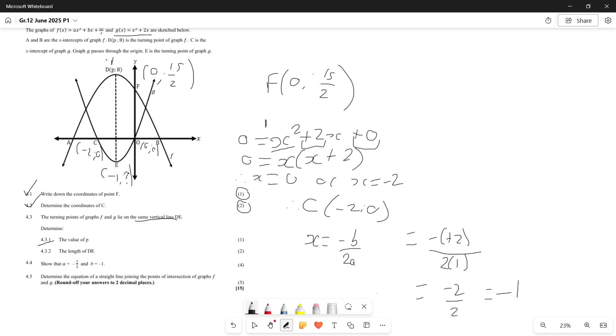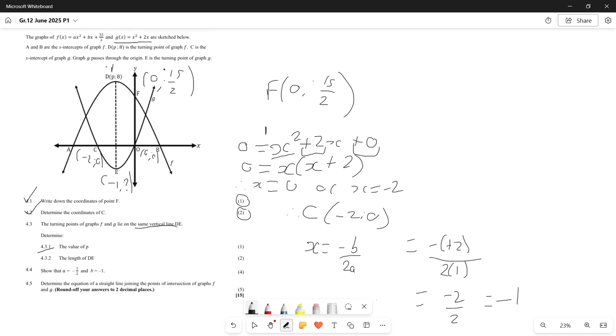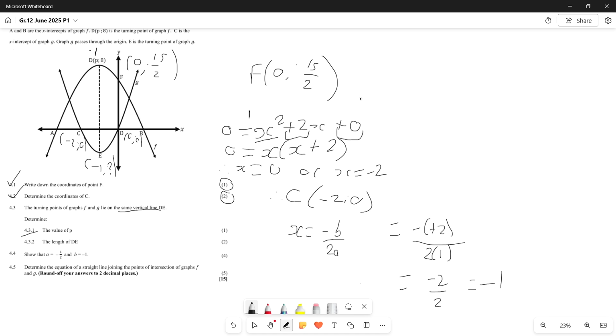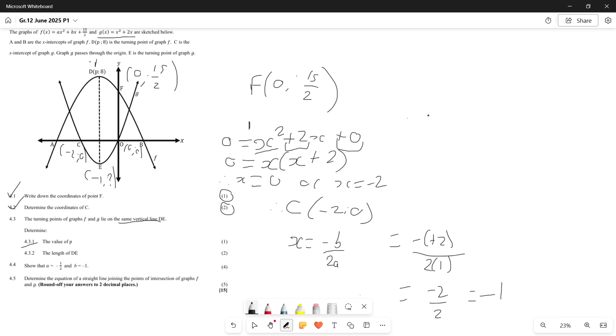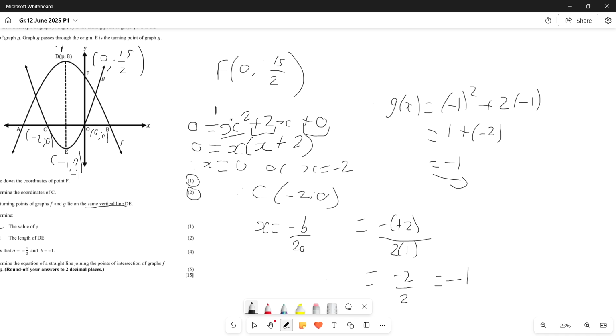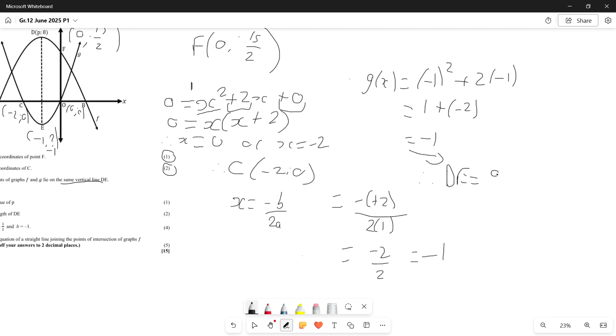So with that, we just need the length of DE. If it's on the same vertical line, we just need to plug in the -1 into our equation g of x, so that we can then get the y distance, and then we're just going to count in terms of units how far it is from E all the way up to D. So -1 was the x value of E. If we plug that into our g of x formula, we have g of x is (-1) squared plus 2 times -1. So that becomes 1 plus -2 equals -1. And this one ends up being (-1, -1). So the length of DE from -1 to +8 is 9 units up. And therefore, the length of DE equals 9 units.